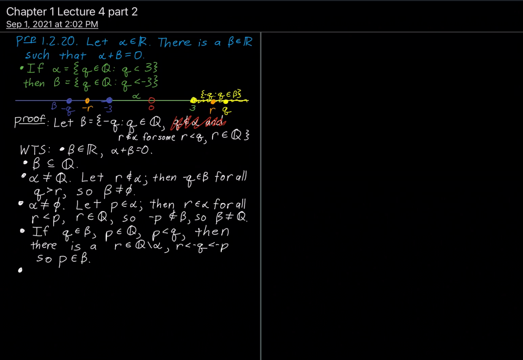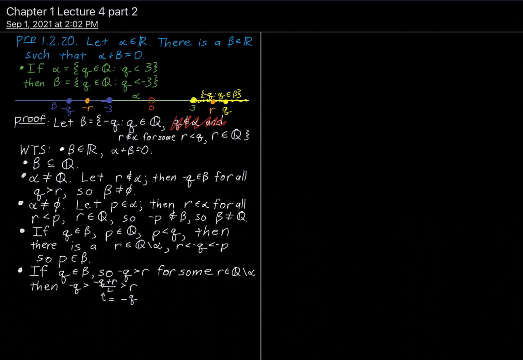And finally, if Q is in beta, so negative Q is greater than R for some R that's a rational number but is not in alpha, then this number, negative Q plus R over 2, it turns out if you take the average of two rationals, you always get a rational that's between them. That's not too hard to check.